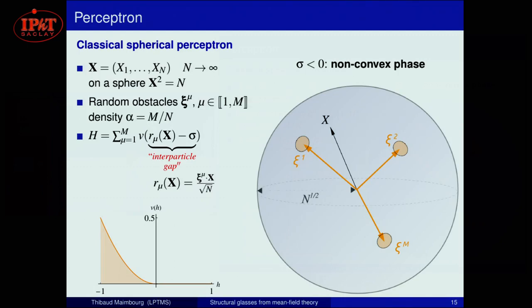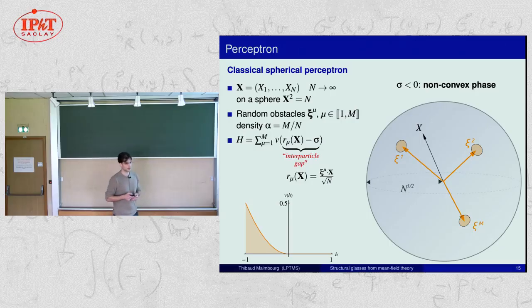The idea is to put a particle on a sphere, which is of dimension n and radius square root n. And this sphere interacts with obstacles on the sphere that you put at random. So in spirit, it's a bit of the same as the infinite dimensional setting, in the sense that you have a target particle that evolves in a kind of disordered background made by its neighbors. And the interaction potential between the particle and the obstacle is the same as before.